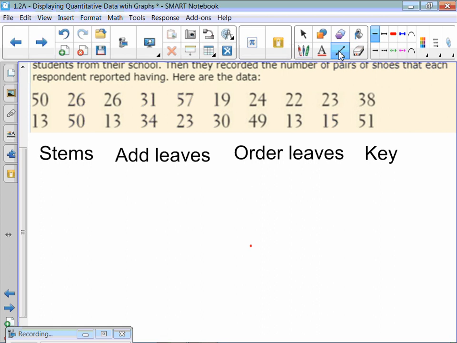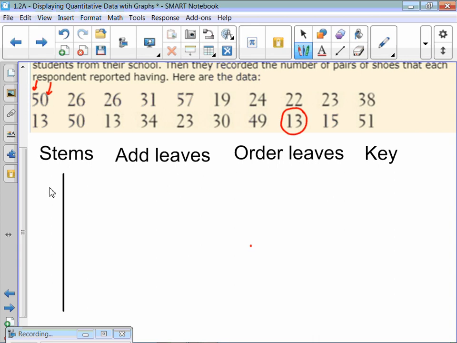All right. When you do the stems, you would just kind of draw this lovely line. And remember, you split these kind of however you want. This would make the most sense to split it where there's a 5 and then a 0, right? So what's the smallest number of pairs of shoes that a girl owns in this data? 13. And what's the biggest? 57. So your stems are 1, 2, 3, 4, 5. What if I don't have any data in the 30s? Can I skip it? No. You have to go in order there, so don't skip any stems.